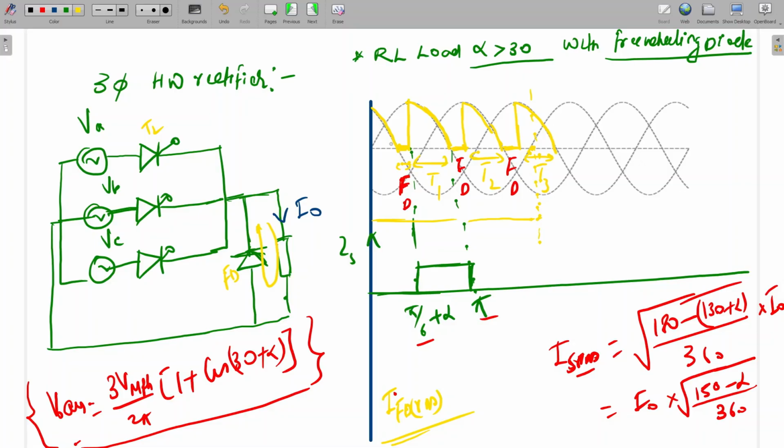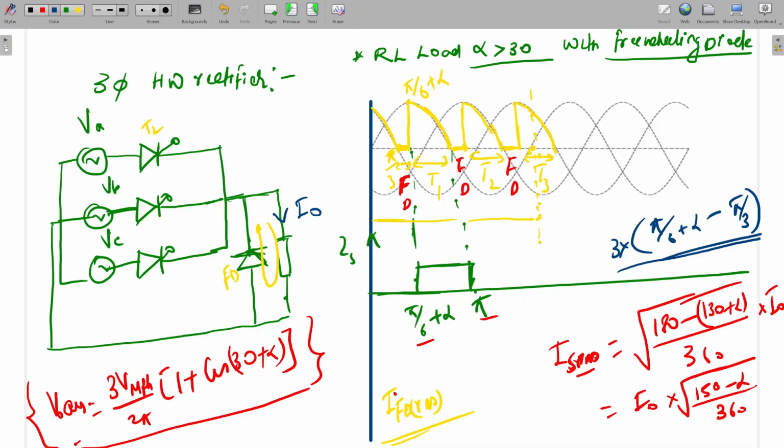So what will this value be? Here to here is alpha. This point is pi by 6 plus alpha, and this is what? Pi by 6. What is this value? Pi by 3. So how much will be the duration? Pi by 6 plus alpha minus pi by 3. This will be the conducted duration for one here. So this will be 3 times. 3 into this one. Is it clear?